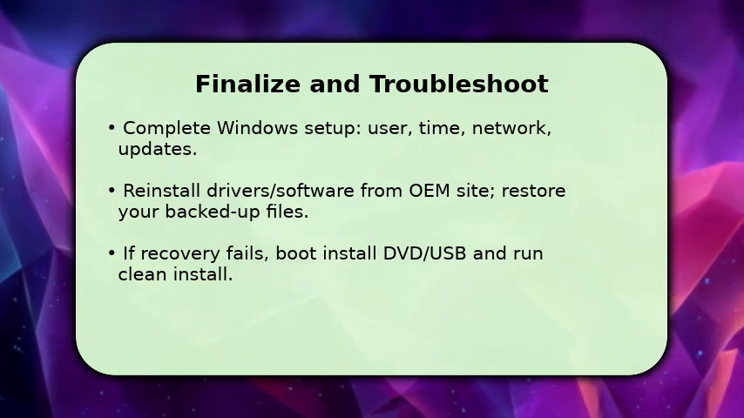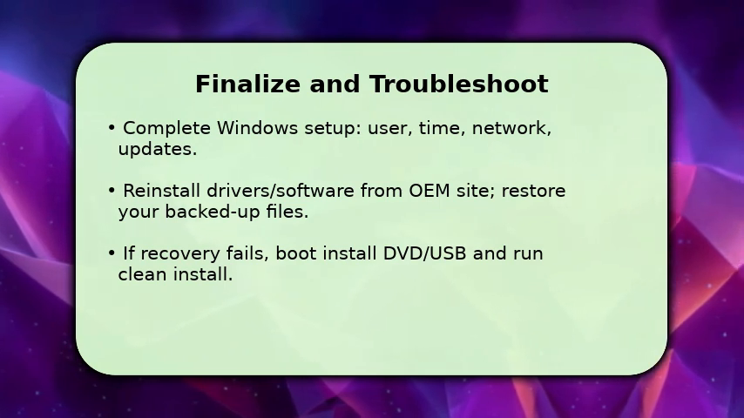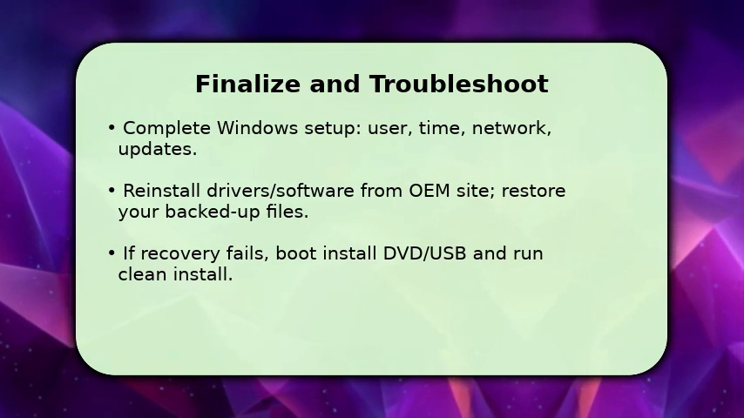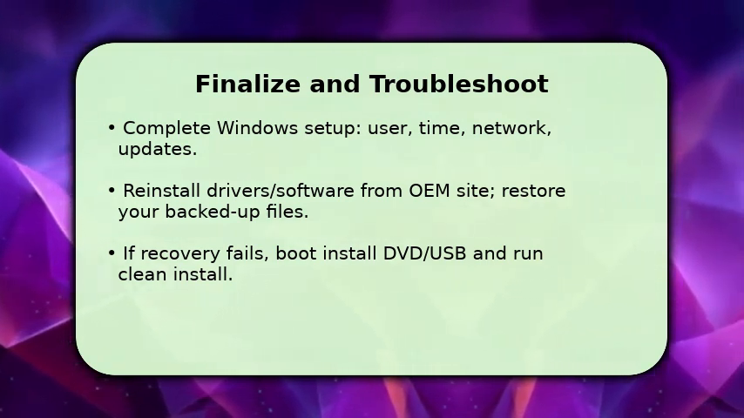If the recovery tool errors or the partition is missing, don't panic. You can boot from a Windows 7 install DVD or USB and perform a clean install, then use your product key. This is the fallback method when the OEM recovery is unusable.